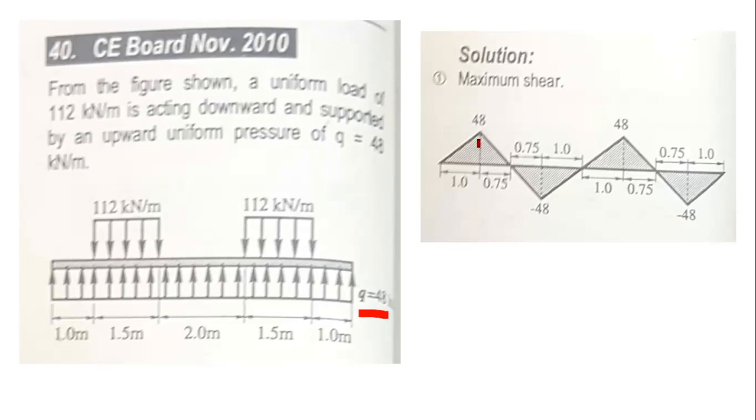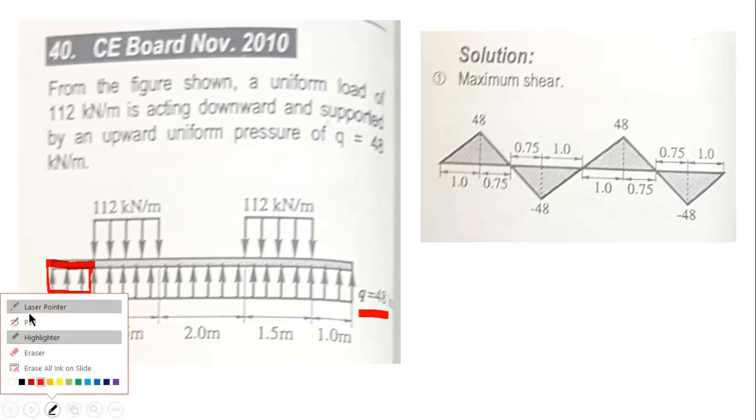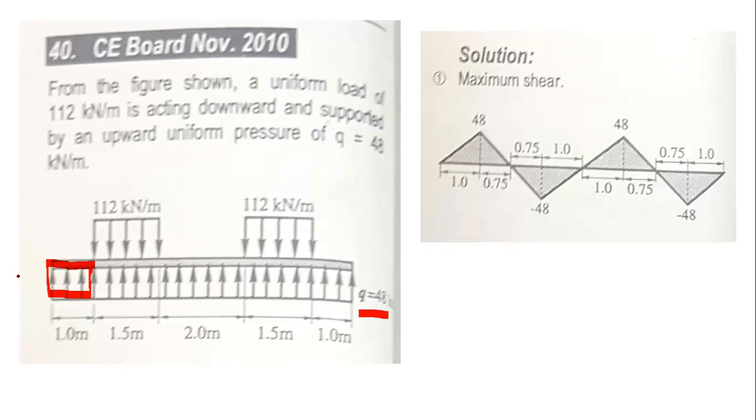So plot niyo lang yung curve na to. What's 48? Actually, ito 48. This area is a rectangle, right? Okay, it's a rectangle. So this is 48. Itong pinaka-height niya dito is 48, kasi 48 kilonewton per meter. 48 times 1 becomes 48. Okay?